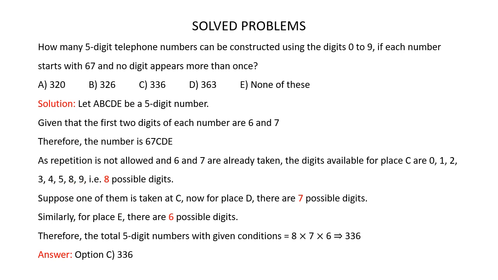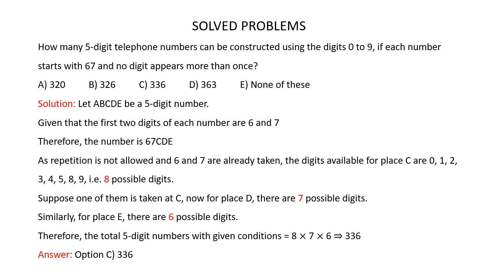That is 8 possible digits. So 8 possible digits are available for place C. Now supposing one of these 8 possible digits is taken for place C, then for place D there will be only 7 possible digits. Similarly, since 6 and 7 have already been taken for places A and B, one digit has been taken for place C and one digit has been taken for place D, for place E there are only 6 possible digits left.